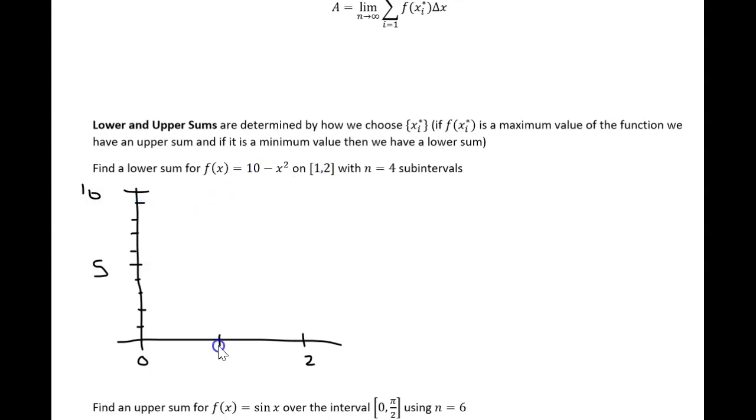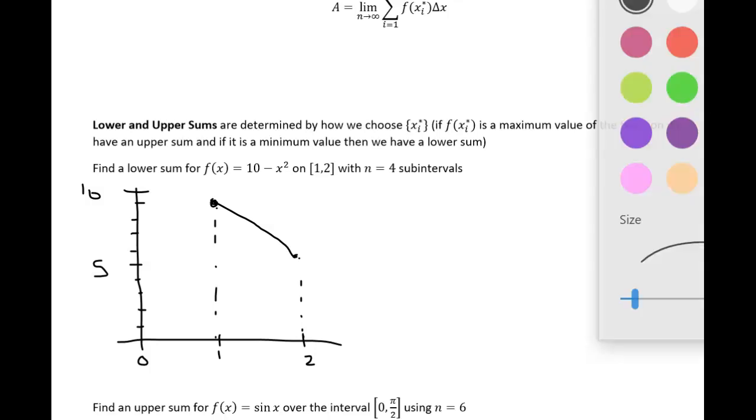When we plug in 1, we get 9. So we've got our point 1, 9 here. When we plug in 2, we get 6. We've got our point 2, 6, and then try to make it kind of look curvy. It's not going to be very curvy. So here's the area we're trying to approximate.